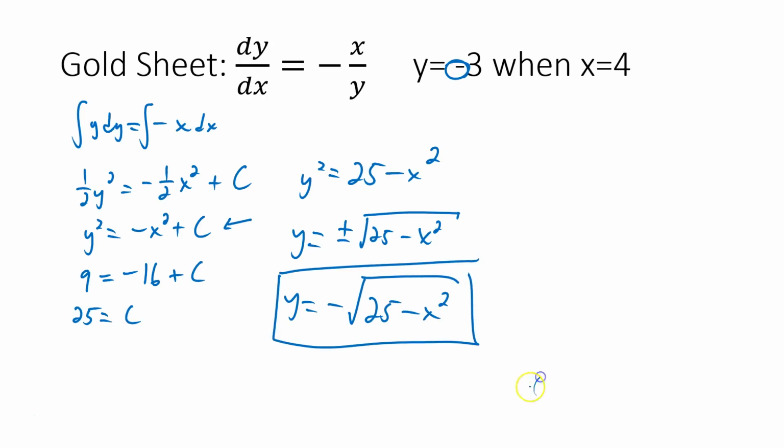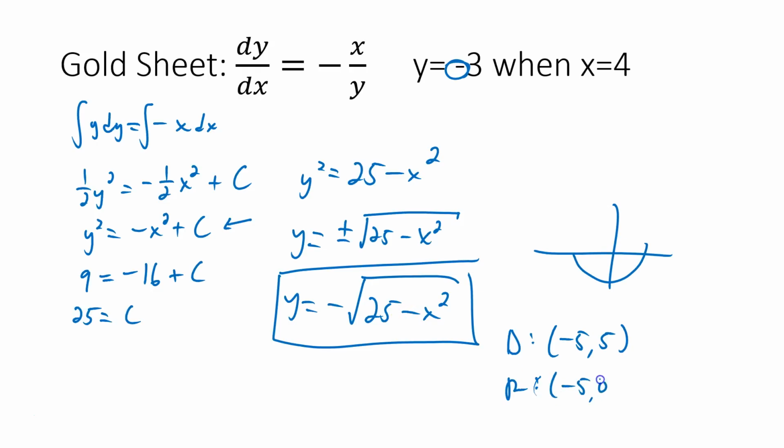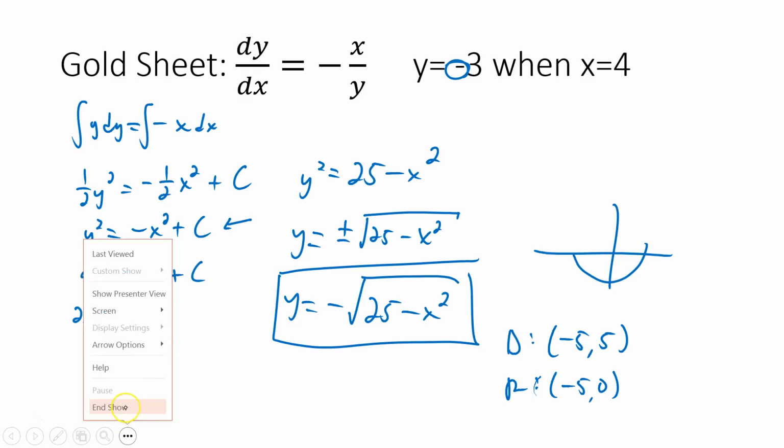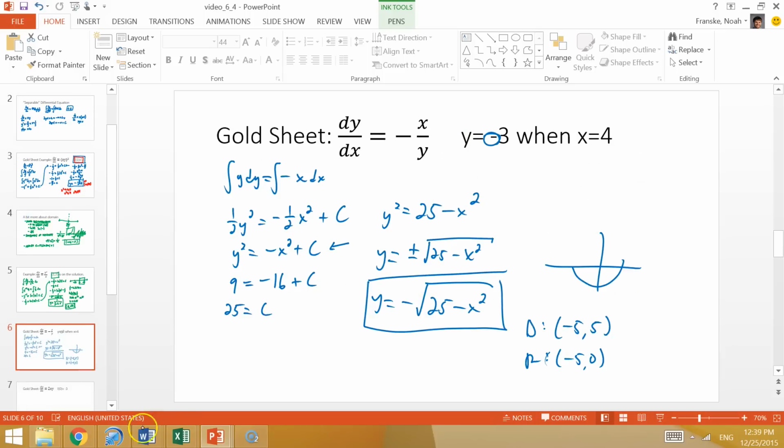Now the domain for this, remember a semicircle only is going to go from negative 5 to 5. So the domain, you could say, is from negative 5 to 5. But really what's interesting here is the range. The range goes from negative 5 to 0. And let's take a look at our slope field to see if that's what we end up with.